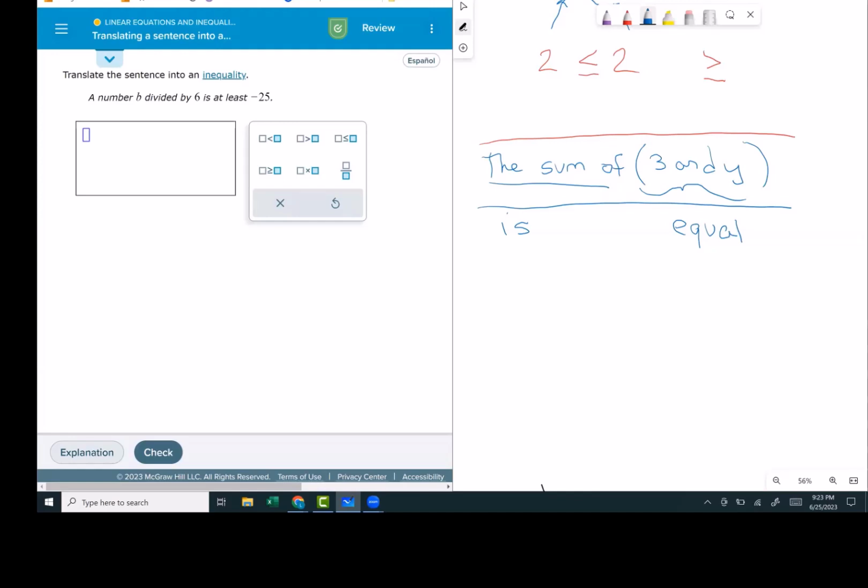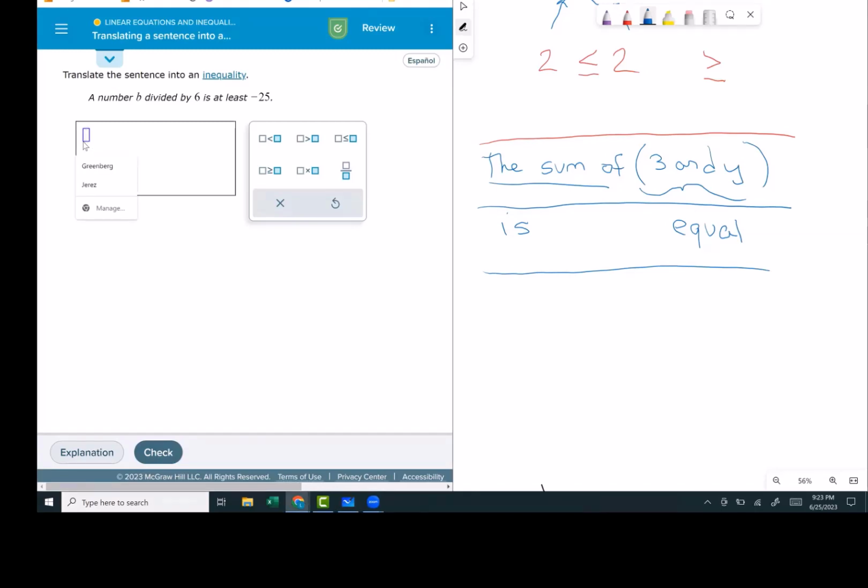So translate the sentence into an inequality. A number b divided by 6 is at least negative 25. So if it's b divided by 6, it'd be b divided by 6 is at least negative 25.